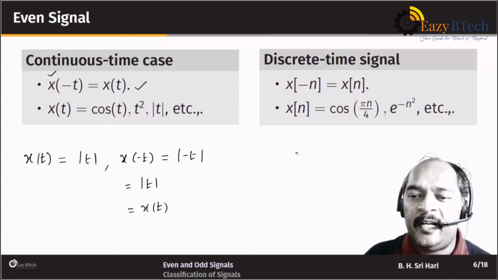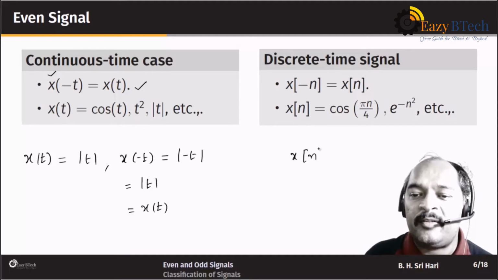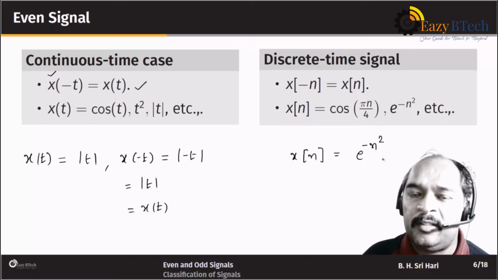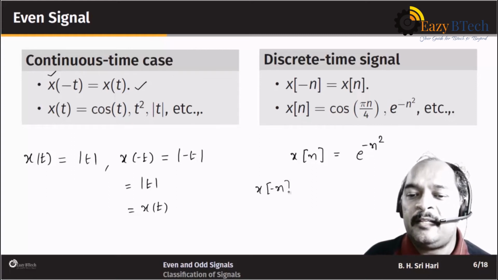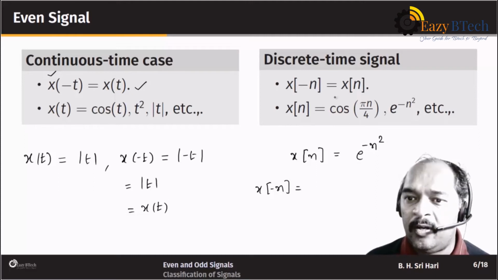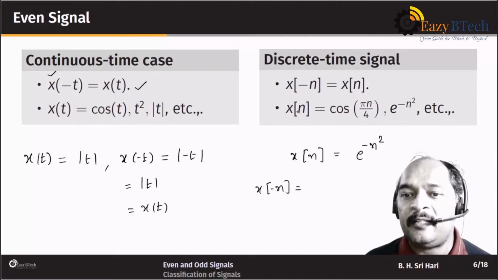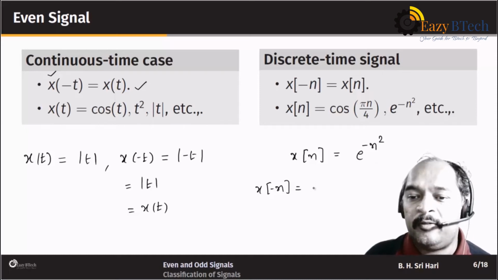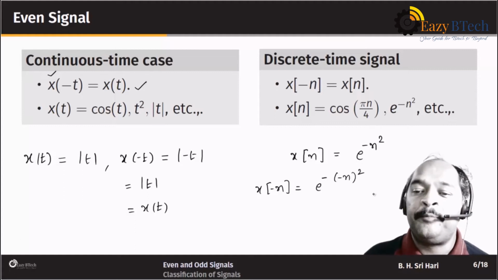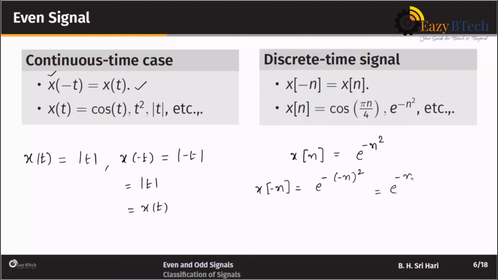In a similar way, we will take an example for the discrete time case, x of n is equal to, let us take, e power minus n square. We usually call this a Gaussian function. To check whether the signal is even or not, we have to check this condition, so we need two signals: x of n, and x of minus n. X of n is already there, so now we have to calculate x of minus n. That turns out to be e power minus of, wherever there is n, we replace it with minus n and whole square. So that turns out to be e power minus n square.